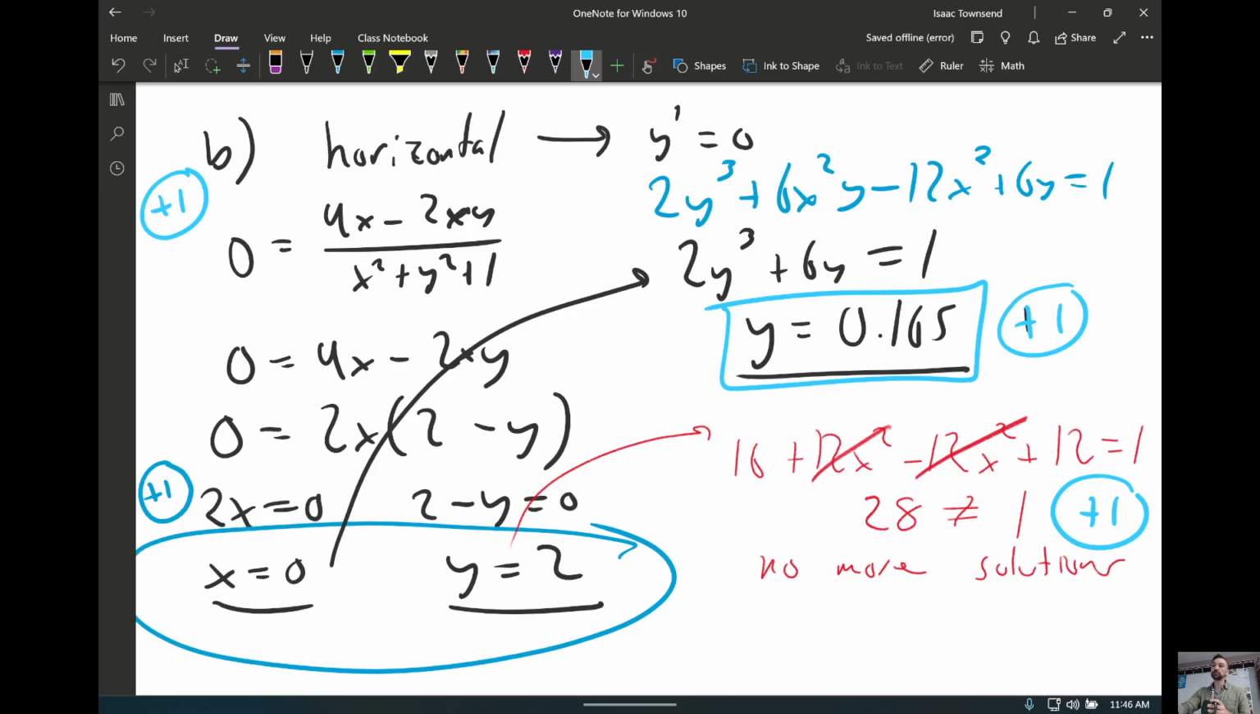Horizontal lines are when the slope is 0, so the derivative is 0. Setting it equal to 0 gives you 1 point. Solving it gives you another point. Plugging in one of those solutions into the original equation and getting your calculator to solve gives you a third point. And plugging in the other possibility into the original equation to see that it doesn't give you anything else gives you a fourth point.